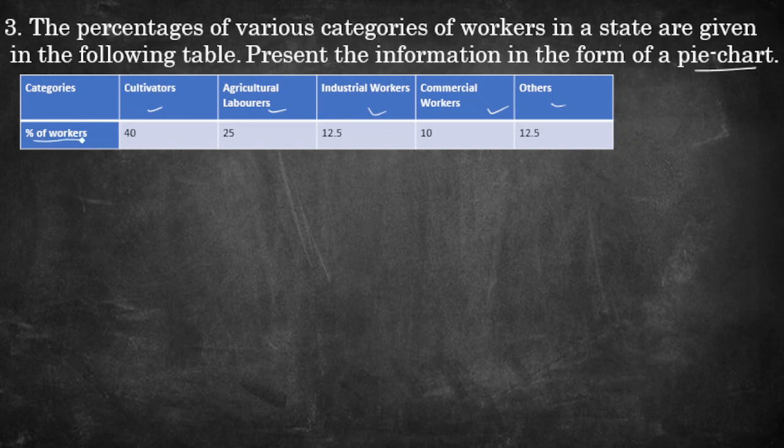It is given as percentage of workers. So you can see 40, 25, 12.5, 10 and 12.5 complete 100%. Okay, it means that 360 is divided into 100% and these are the percentages. Okay, so let's find the degrees. So now the total degree.